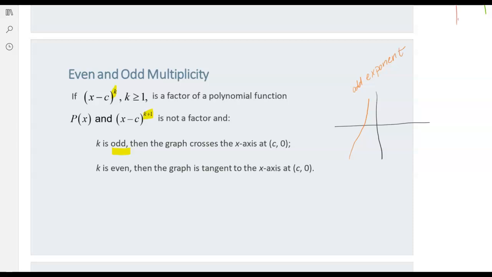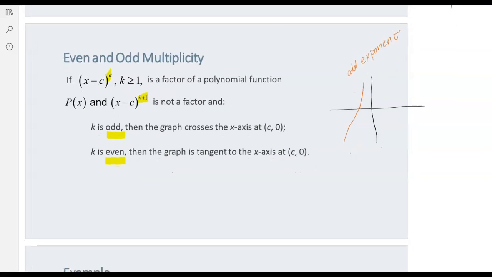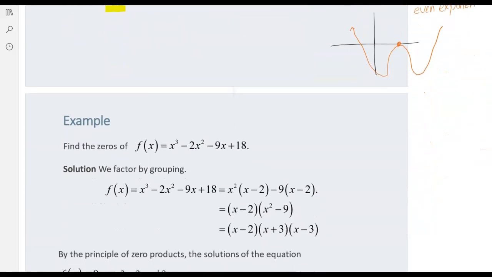If the multiplicity is even, then it's going to be tangent or sitting on the x-axis. That can come in a couple different ways. It could be that it's facing up. It could also be that it's facing down. So for an even exponent, the graph is going to sit like this. It could have other things that are happening, but right at that particular point, it's just going to sit right on top of the axis.